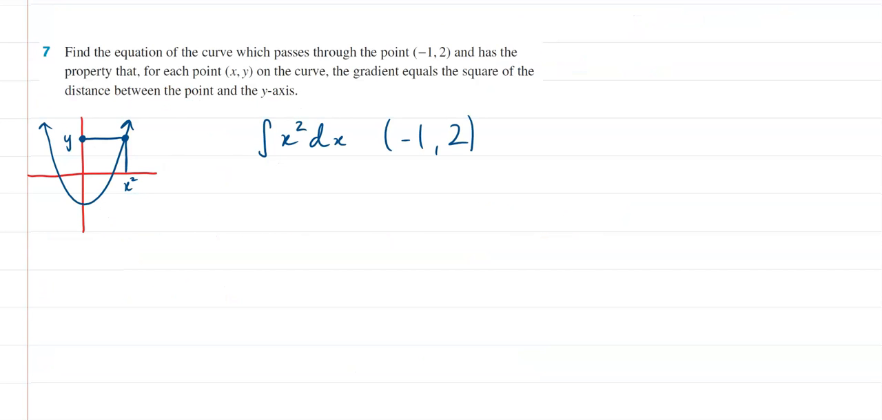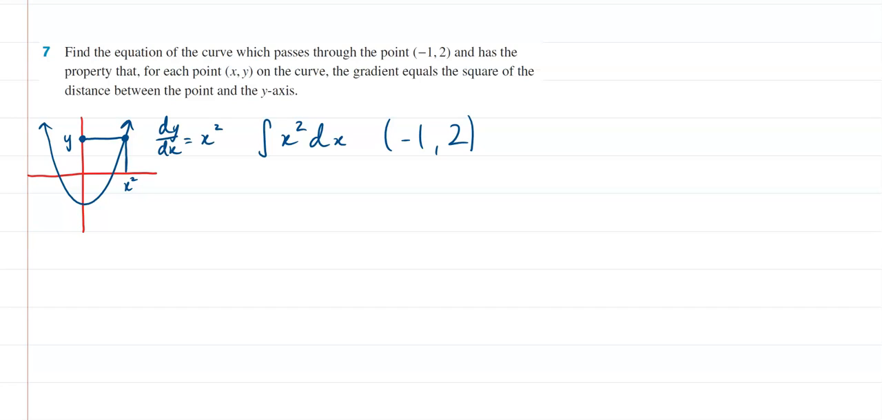So we've got a fairly challenging question from the textbook here, question 7. Find the equation of the curve which passes through the point -1, 2, and has the property that for each point xy on the curve, the gradient equals the square of the distance between the point and the y-axis. That is a pretty confusing question, but basically we're saying that this derivative function is just x squared. dy/dx equals x squared. I might even write that out here.